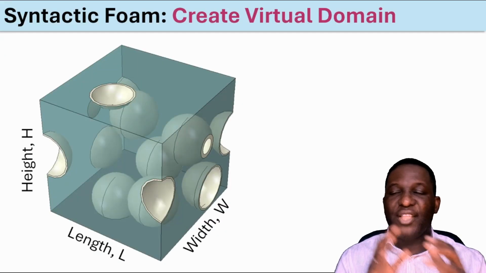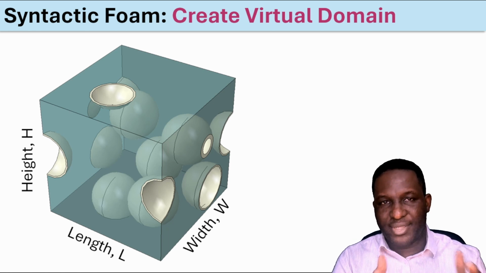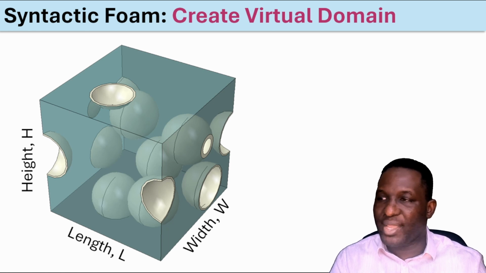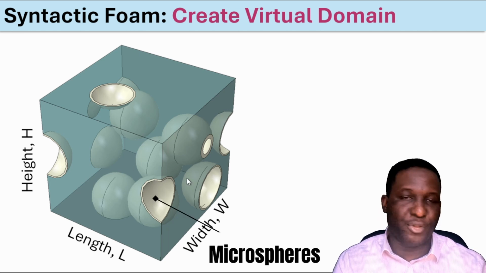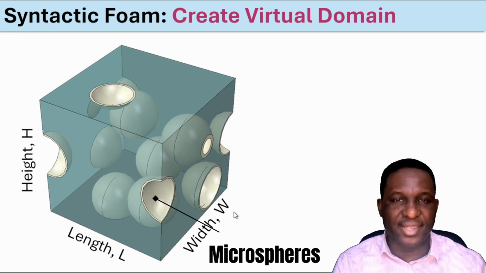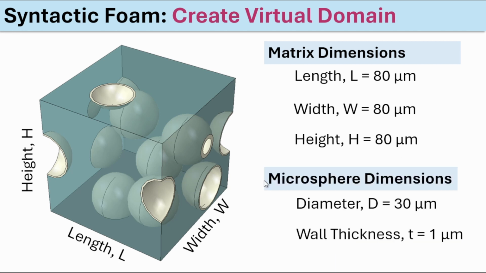The first step is the creation of the virtual domain, and our domain will look like this. This is a typical representative volume element of a syntactic foam, and it's showing clearly within here the microspheres, with them being cut off, and there are some internal and some on the edges. It's a cubic system, with a length of 8 micron on all sides, and the microspheres have an outside diameter of 30 microns with a very small wall thickness of 1 micron.